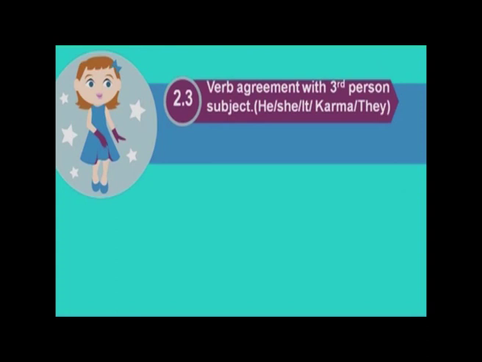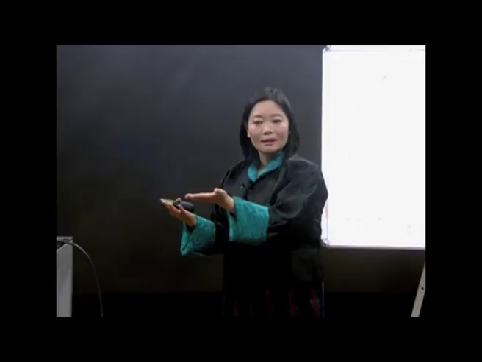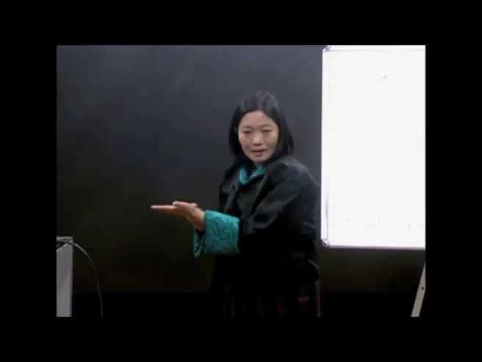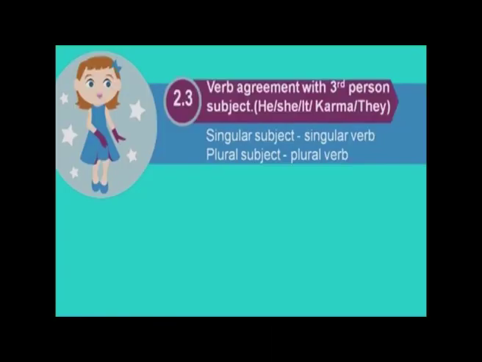Now, let's look at verb agreement with third person. Who are third person? He, she, it, Karma, and in plural form, they. In this case, a singular subject will carry a singular verb and a plural subject will carry a plural verb.